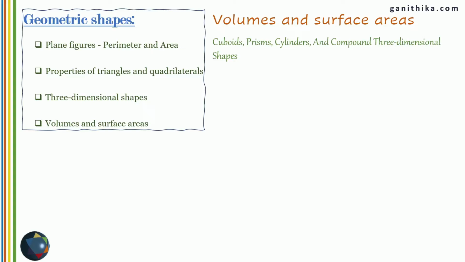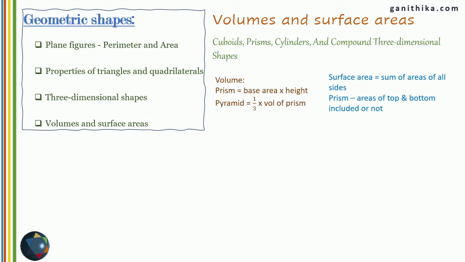Before going further, I'm going to give you a general idea about volumes of prism and pyramid. Most of the three-dimensional shapes come under these two categories, right? Prism or pyramid. For a prism, it is base area times height. For a pyramid, it's 1/3 of the volume of the prism. If you find the volume of the corresponding prism and multiply by 1/3, you will get the volume of the pyramid. For finding surface area, you just need to add all the areas of the sides, right? All the sides and its areas. That's easy to find on the surface area.